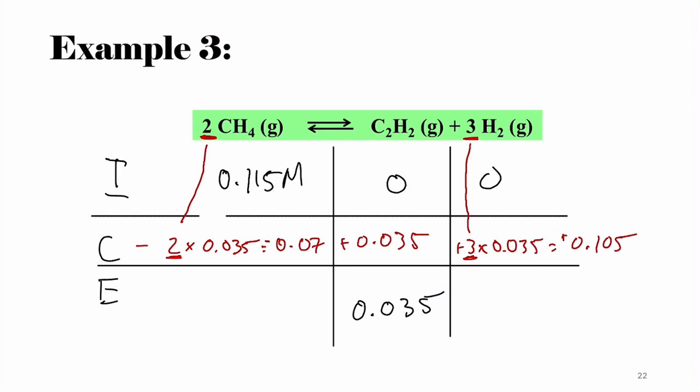And so now we have all the change values and our initial values, we can fill in the rest of the equilibrium values. So we get 0.115 minus 0.07, 0.115 minus 0.07, 0.045, and then this one is just going to be 0.105.